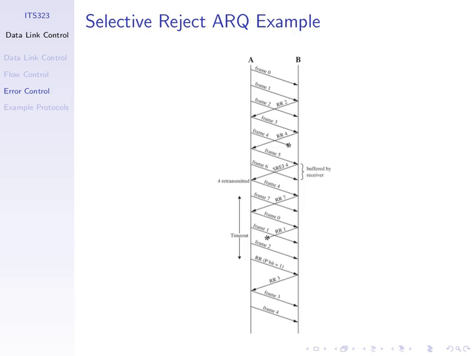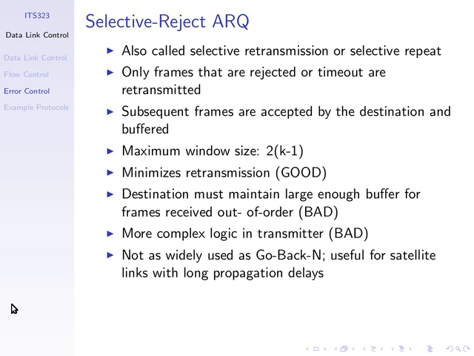And the trade-offs: only frames that are rejected or a timeout occurs are retransmitted. Subsequent frames are buffered. They are not discarded with selective reject. The trade-offs here, selective reject minimises retransmissions. That's a good thing compared to go back N. But the bad thing is that the destination must maintain some buffer, large enough to receive the window of frames.